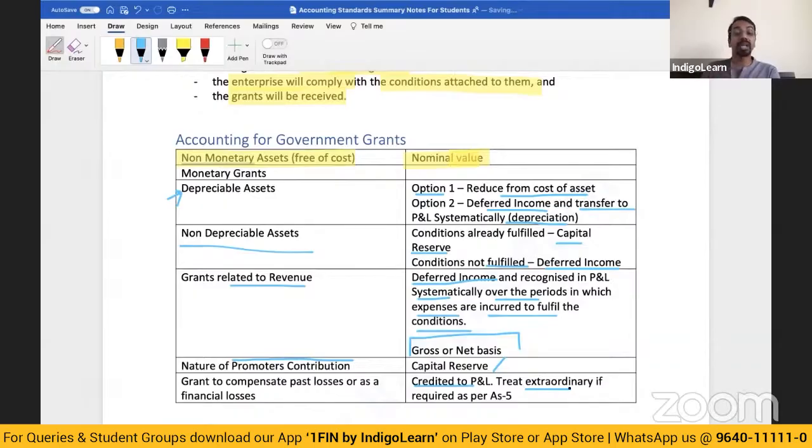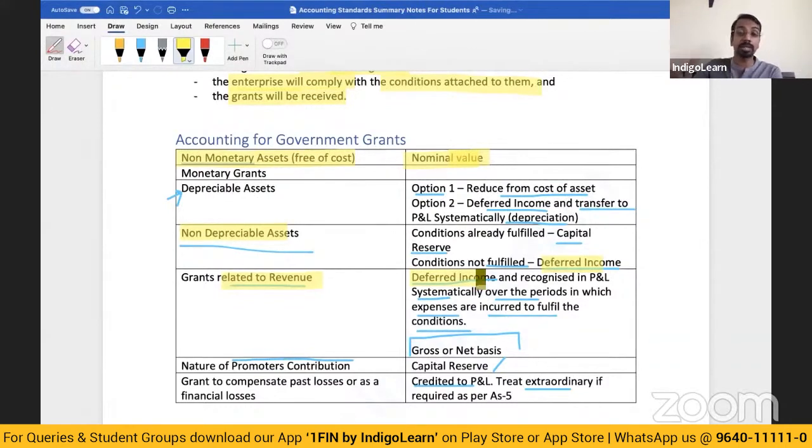But in a nutshell, if it is in relation to a depreciable asset, reduce from the cost of asset or take it to this deferred income account. Otherwise, if it is for a non-depreciable asset, either to capital reserve or to deferred income. If it is in relation to revenue, defer the income and recognize it over the period in which you will incur the expense. Now, what if the conditions have been already satisfied?